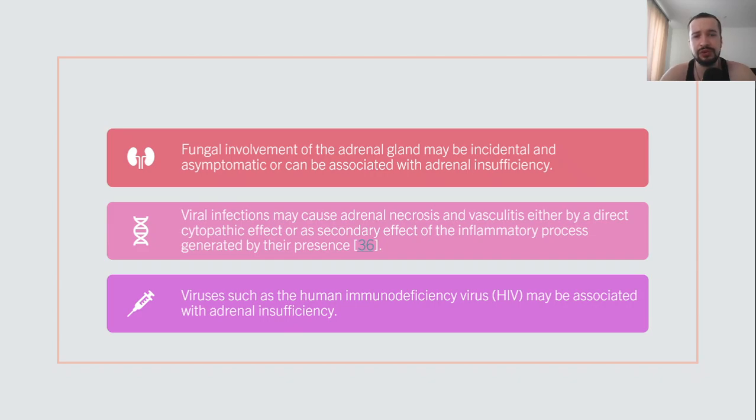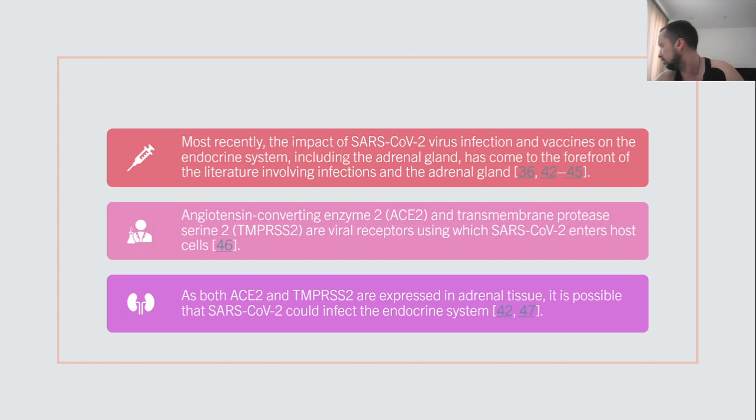Viral infections may cause adrenal necrosis and vasculitis either by a direct cytopathic effect or as a secondary effect of the inflammatory process generated by their presence. Viruses such as the human immunodeficiency virus may be associated with adrenal insufficiency. Most recently, the impact of SARS-CoV-2 virus infections and vaccines on the endocrine system, including the adrenal gland, has come to the forefront of the literature involving infections and the adrenal gland.